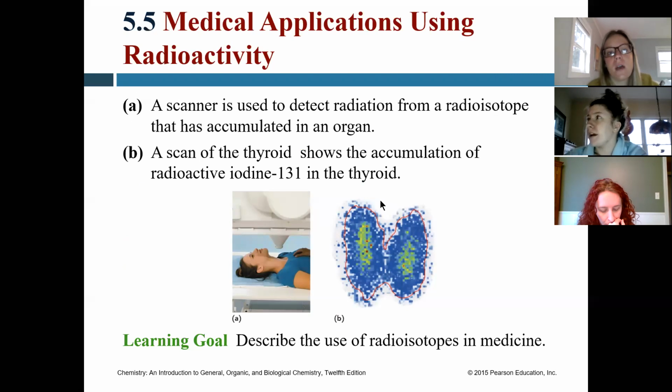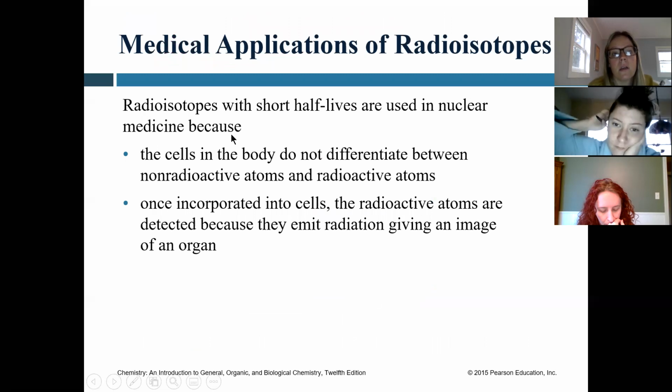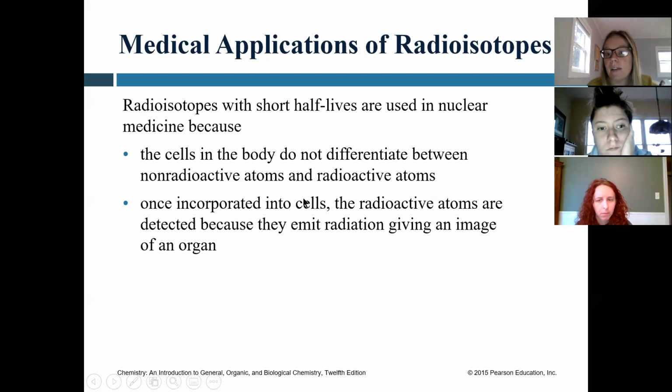Medical applications for radioactivity. There are all these really amazing scanners, different types of scanners: CT, PET, MRIs, and they all involve some sort of radioactive material. Radioactive isotopes with short half-lives are used in nuclear chemistry. The cells in the body don't differentiate between non-radioactive atoms and radioactive atoms. So the cells will incorporate the radioactive material, and then it will emit radiation and give you an image of the organs.